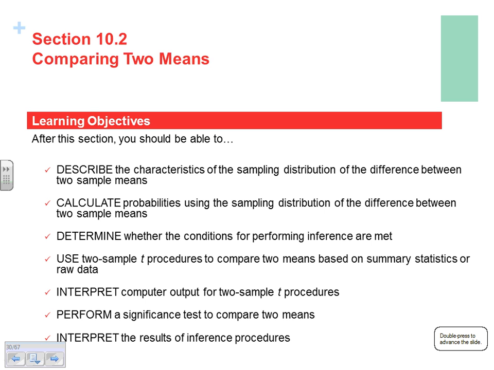Okay, so now we're in module 10.2, and now we're going to be dealing with two means instead of just the one. And don't forget, with means, it's a little more complicated. You have to know if you're dealing with a Z or a T procedure.